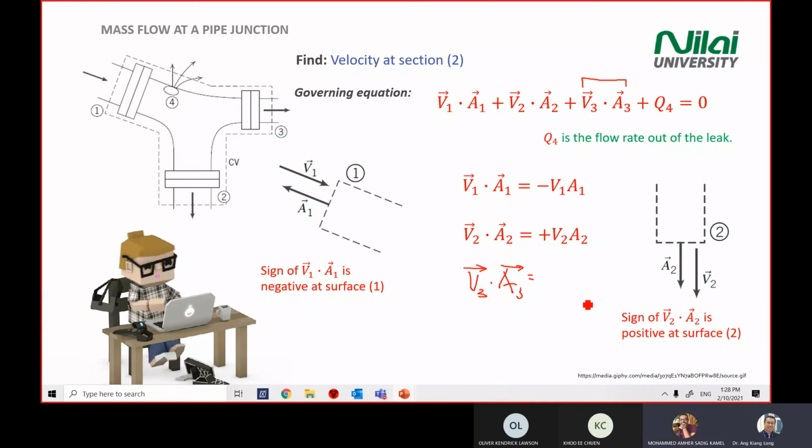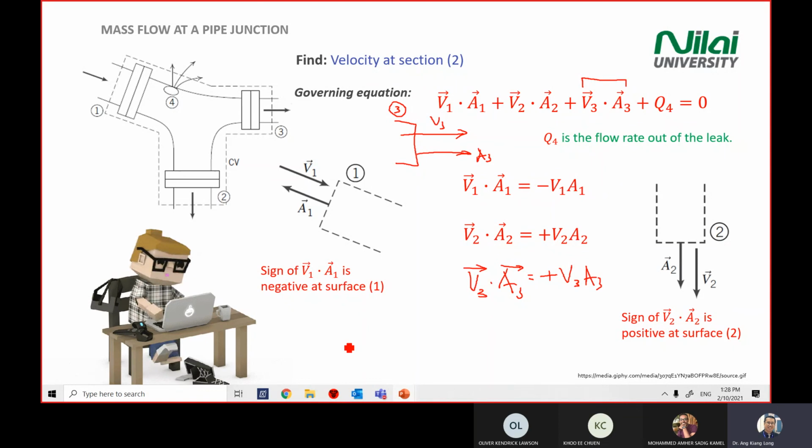What do you think? Positive. Yes, positive. So when you draw point 3, first I would like to draw the area arrow first. It's pointing outside, so always pointing outside. So this is your A3. Then you look at the diagram. What is the direction of flow? The flow is flowing out, V3. So you look at these two arrows, same direction, so it's positive. Then you write the magnitude, V3, A3.